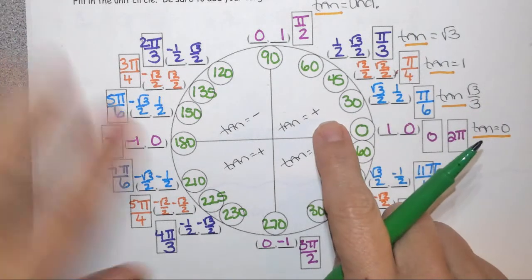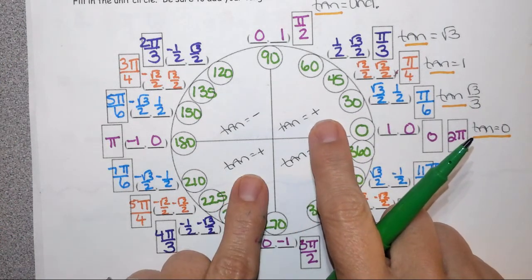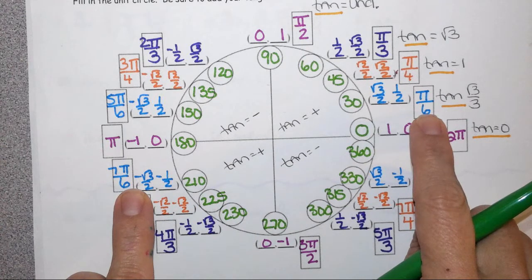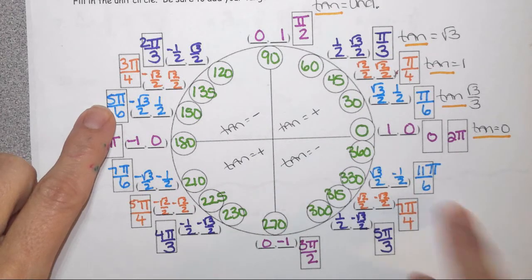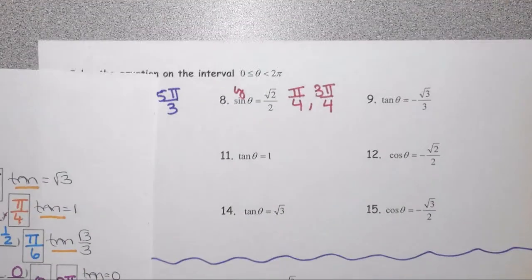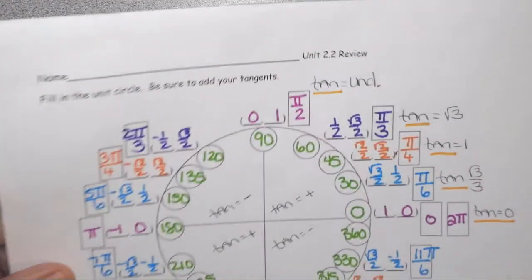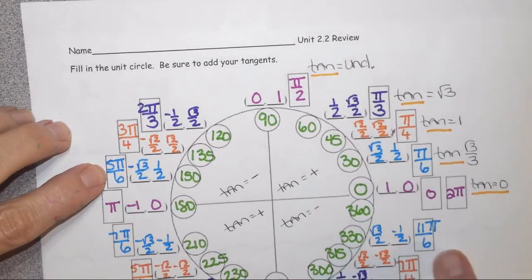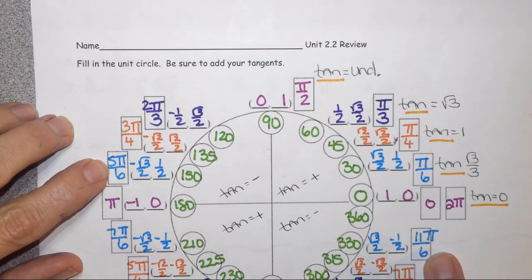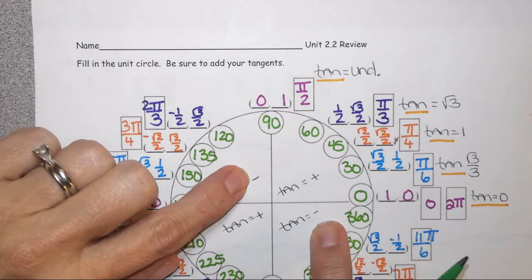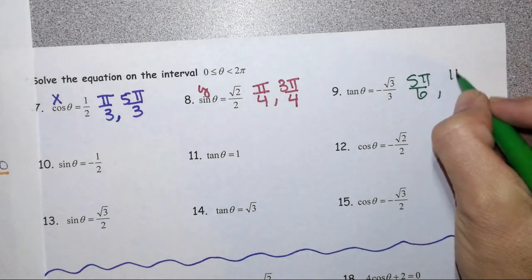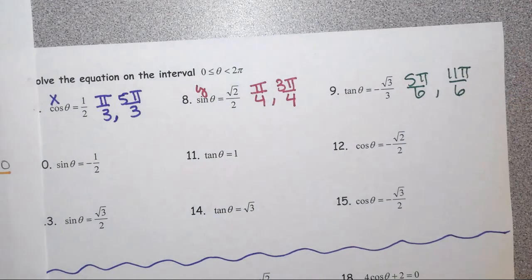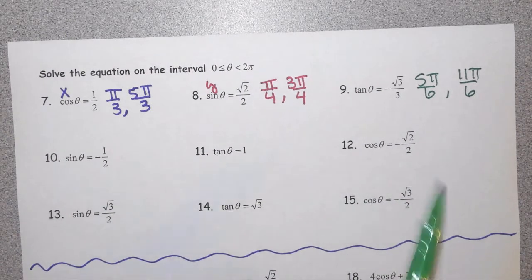However, it's going to be a positive root 3 over 3 in quadrants 1 and 3, and it's going to be negative in quadrants 2 and 4. So the problem I'm working wanted me to find tangent of a negative root 3 over 3. So I'm going to pick 5 pi over 6 and 11 pi over 6. That's where my tangents are negative, and that's where I get my root 3's over 3. So 5 pi over 6 and 11 pi over 6. Okay, go ahead and pause the video and try to do the other 6 real quick, and then come back and check your answers.